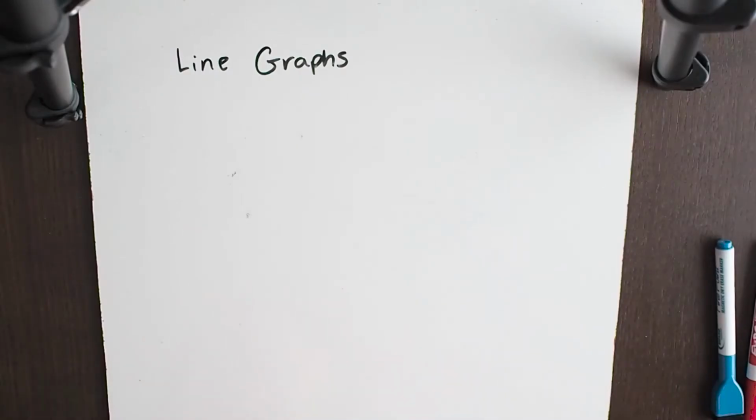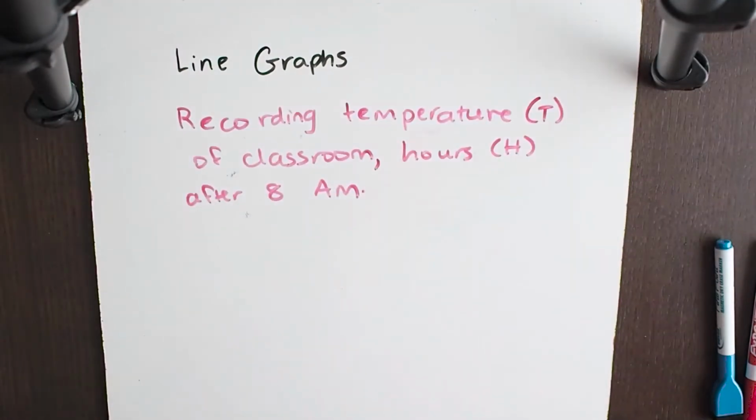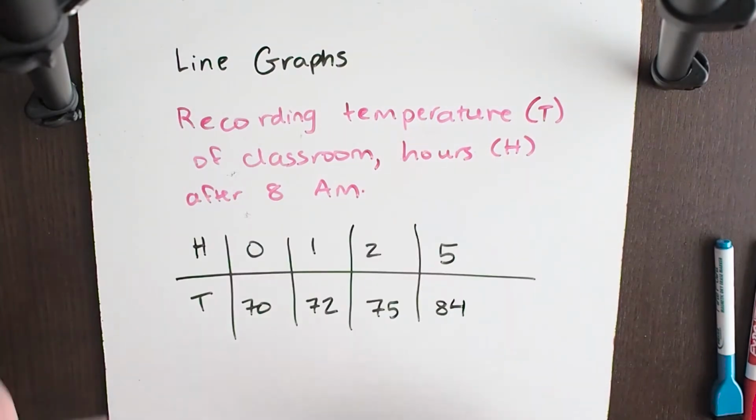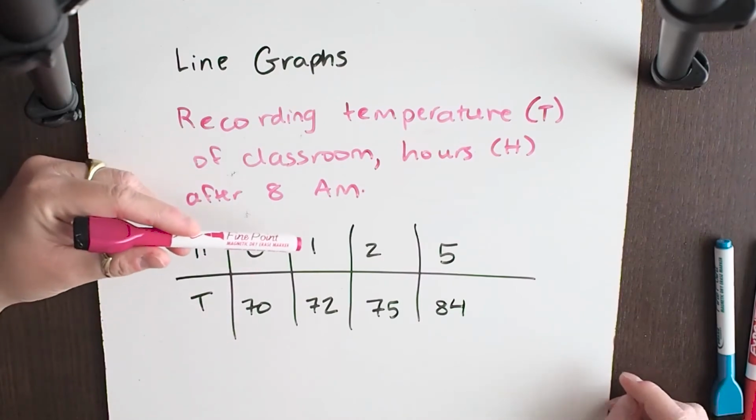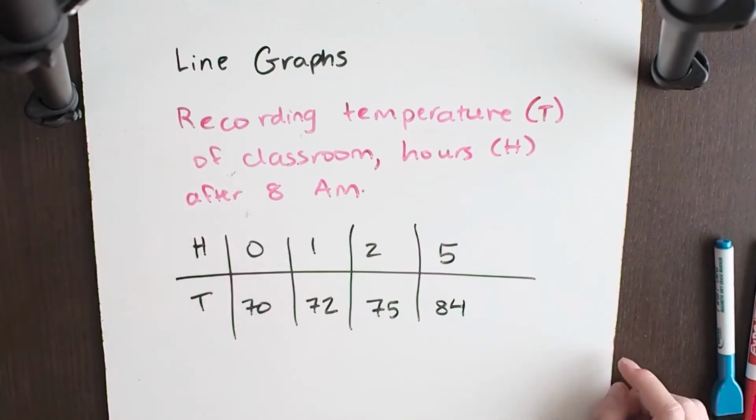When you're asked to make a line graph, you will need to have data that has both x and y values. It will often be given in a table that looks like this. This graph is going to record the temperature of a classroom hours after 8 a.m. So here's our data. We see that 0 hours after 8 a.m. the temperature is 70 degrees, 1 hour after 8 a.m. it's 72 degrees, and so on and so forth. So when we make the line chart, it will be just like we're plotting x-y points on the coordinate plane.